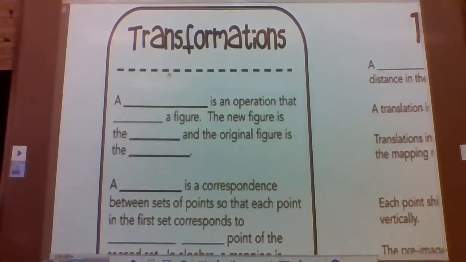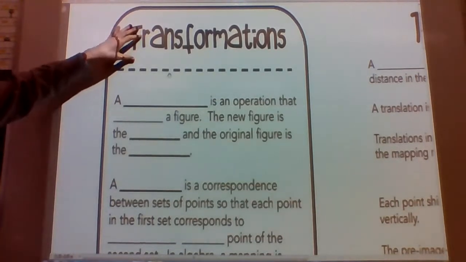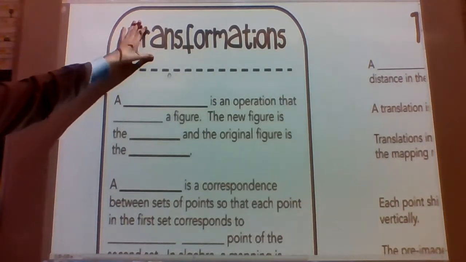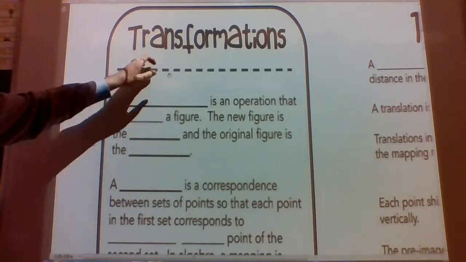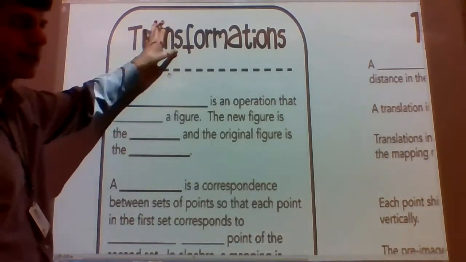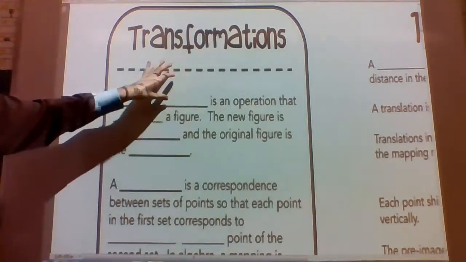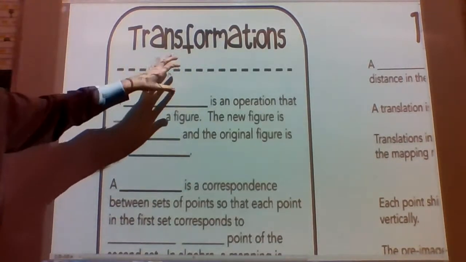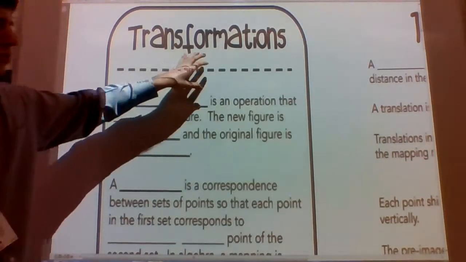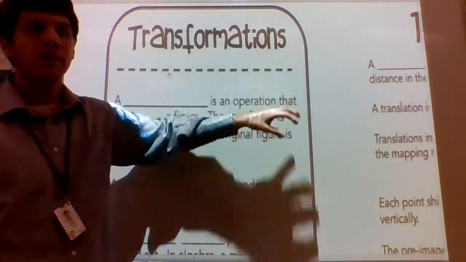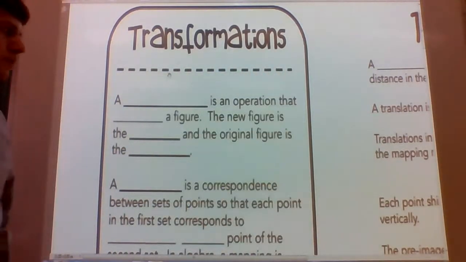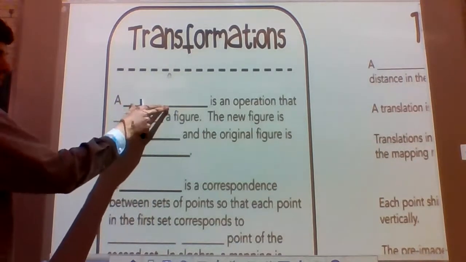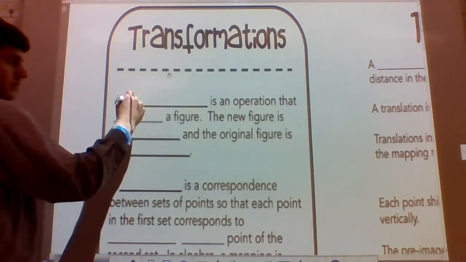Okay, this is the translation notes and practice. So it says on the top of the notes on the left side, it says transformations. A translation is a type of transformation. So transformations is like the big category, and then there's subcategories. So translations, reflections, rotations, dilations, all those would be types of transformations. Okay? So translation.